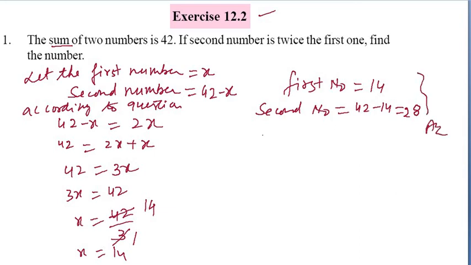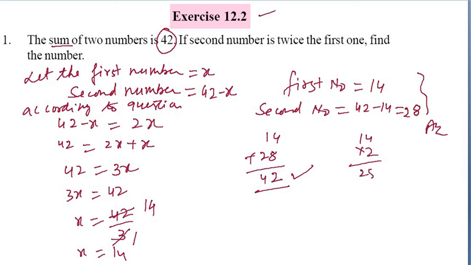Now you can check. How can we check? 14 and 28. So plus: here 8 and 4 is 12, and 3 and 1 is 4, that is 42, which is given here. And the number is, you can see, 14 into 2, so that is 28, and that is your second number. So hence verified. You can do this very well.